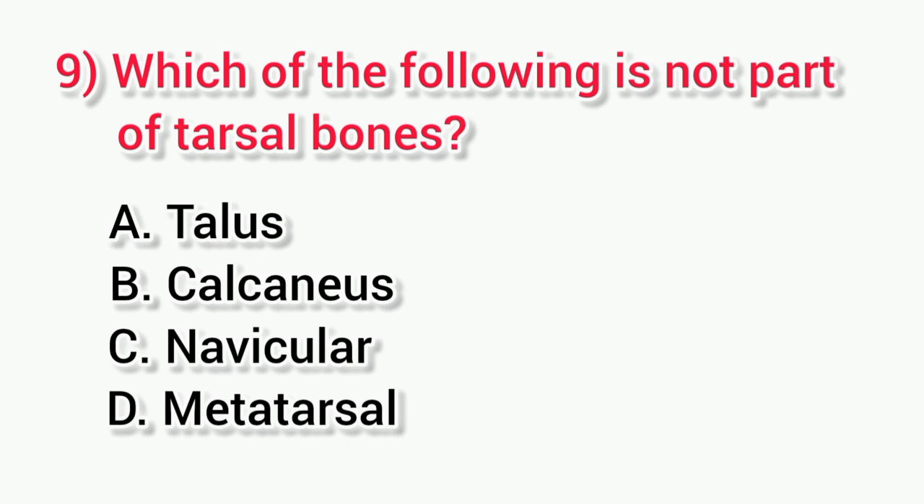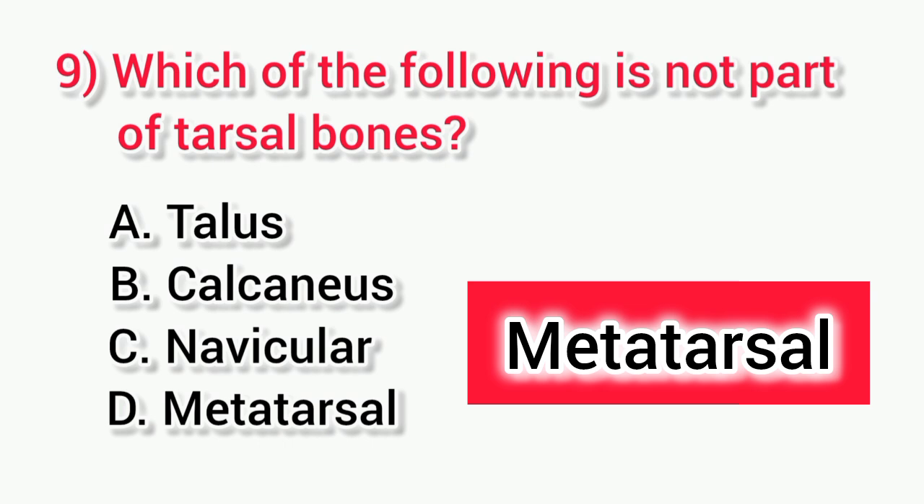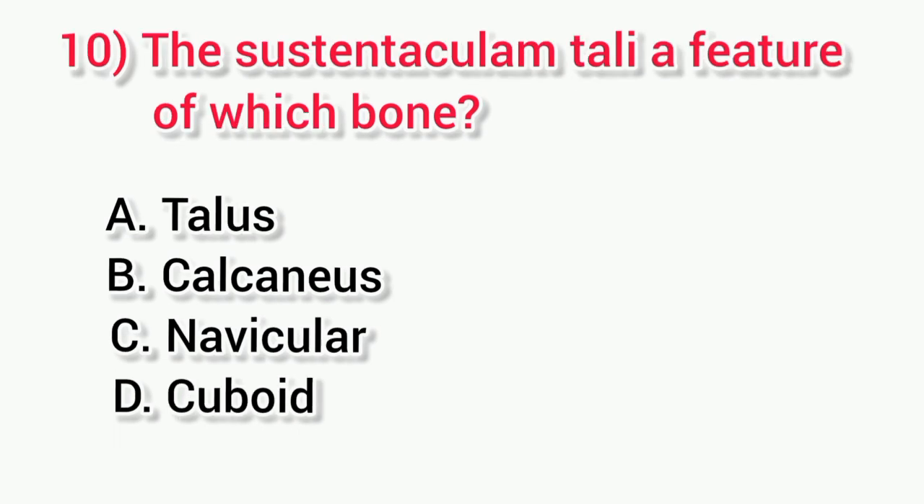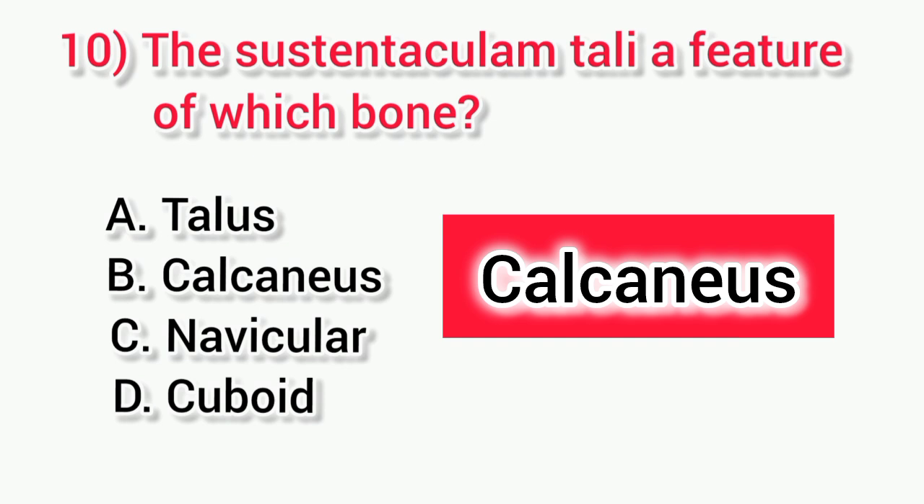Which of the following is not a part of the tarsal bone? The right answer is option number D, metatarsal. The sustentaculum tali is a feature of which bone? Correct one is option number B, calcaneus.